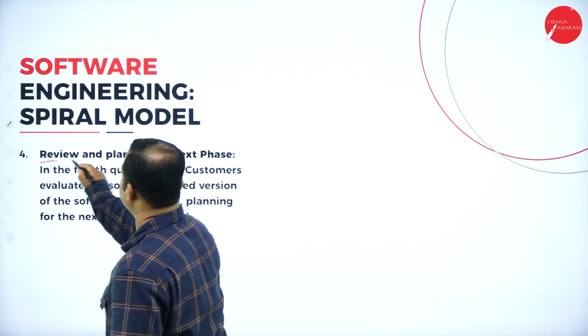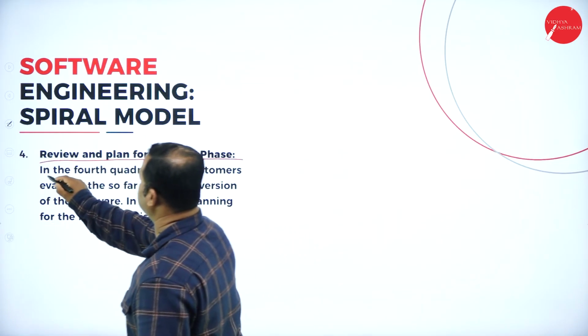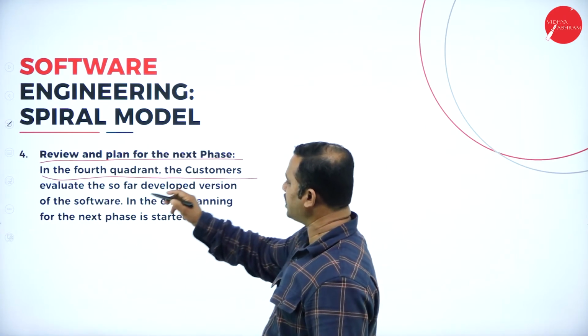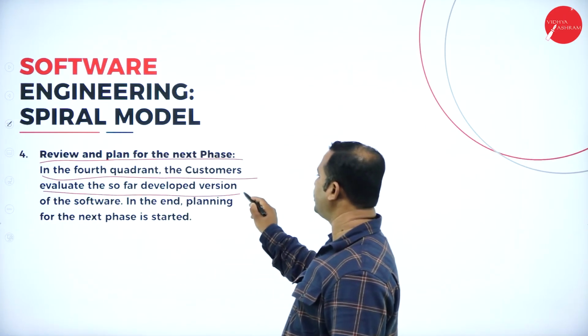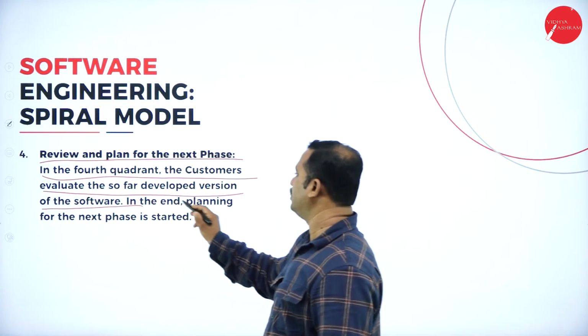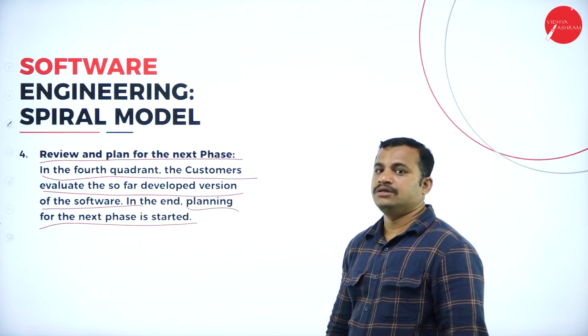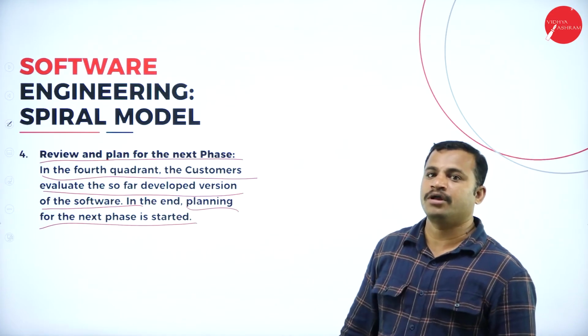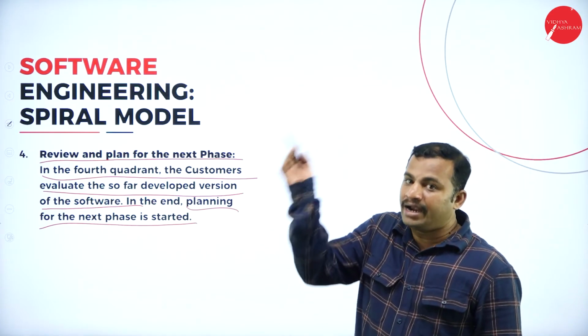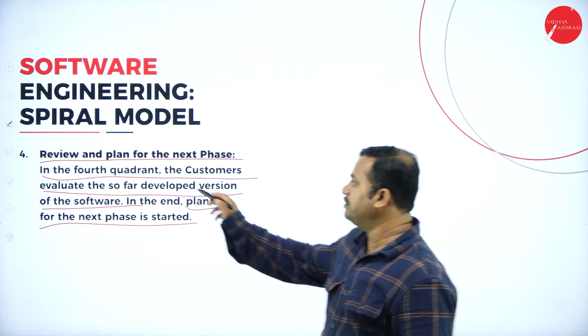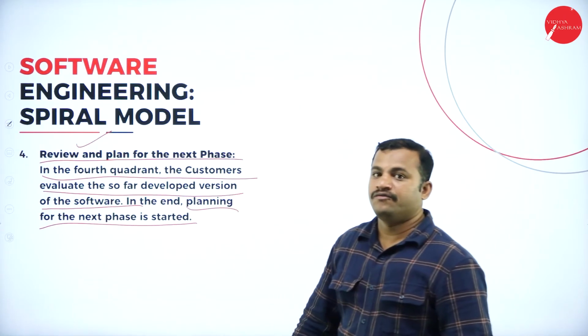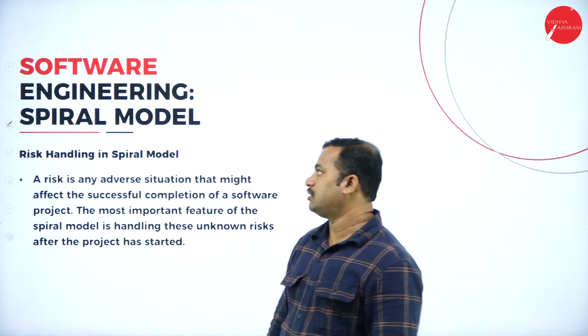The final phase is to review and plan for the next phase. In the fourth quadrant, the customers evaluate the version of the software developed so far. In the end, planning for the next phase is started. That means the new version of the software product is going to be planned at the end of the software product, that is, during the fourth phase of the spiral model.